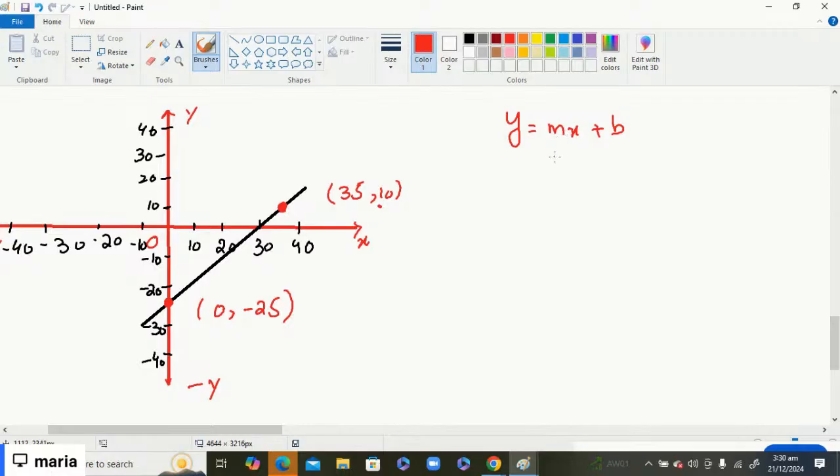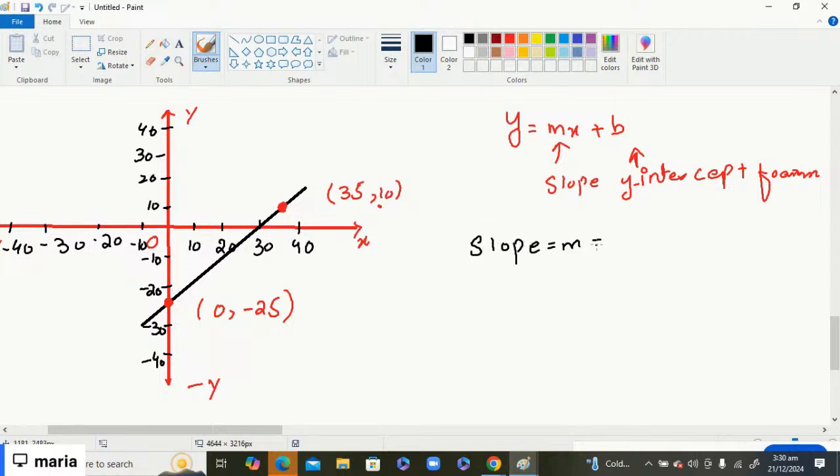First of all, m is your slope and b is your y-intercept. This is the slope and this is the y-intercept. So firstly, we are going to find the slope, that is m. That is equal to change in y over change in x.